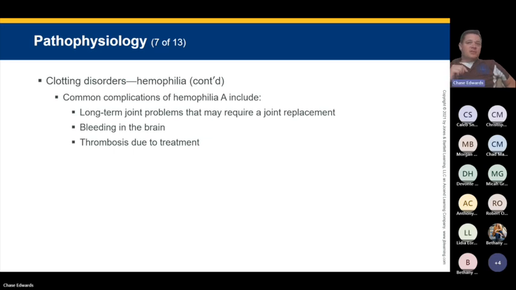So some common complications of hemophilia A include things like you see here: long-term joint problems that may require joint replacement further on down the road. You also have bleeding in the brain because of the weakened state, and then you also have thrombosis due to the treatment itself. So the treatment can actually cause clots, which can actually cause a thrombotic event.